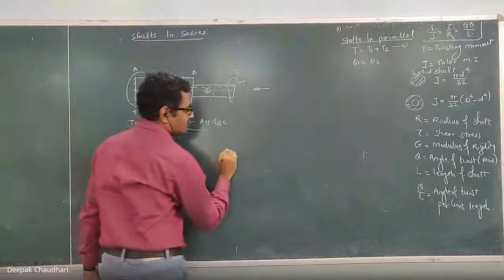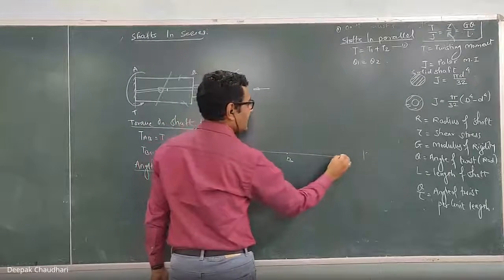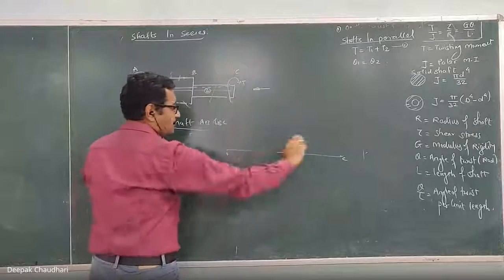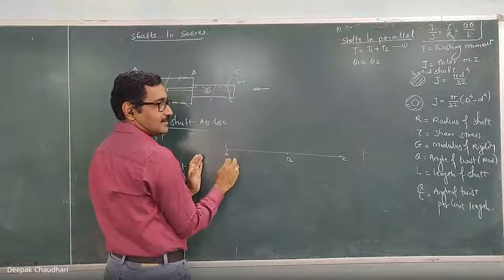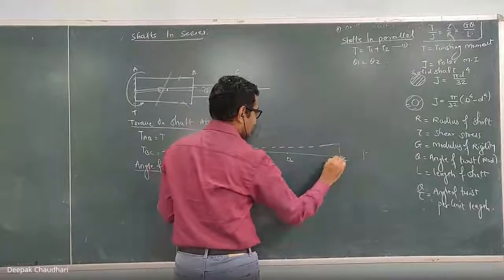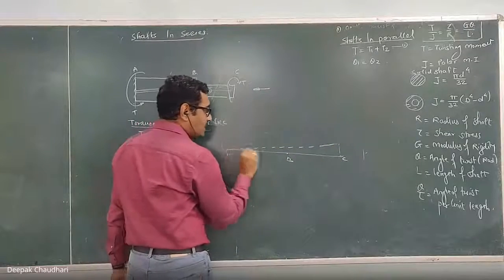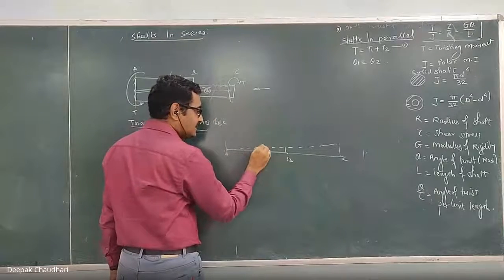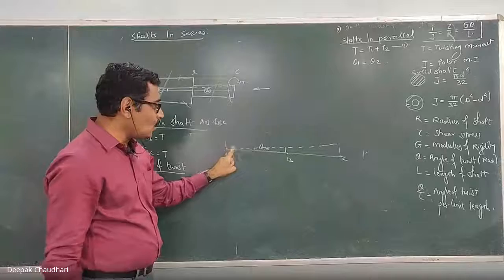I am drawing it here. Let's consider this is A, this intermediate point is B, and this is C. This is the initial position. Because of the twisting moment, this end is assumed fixed, and this will get turned like this. So for this AB, the angle of twist is this. Let's denote it as theta AB. This is the angle of twist over this length AB.